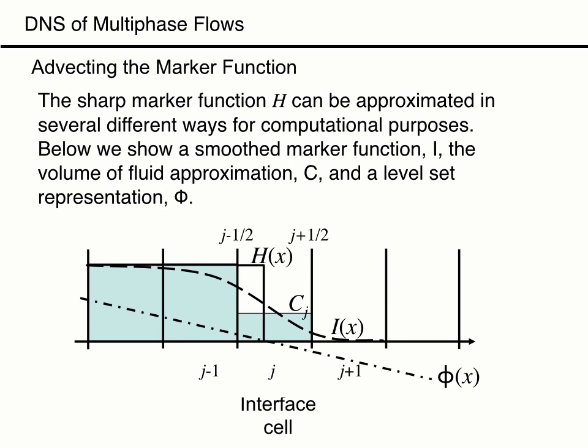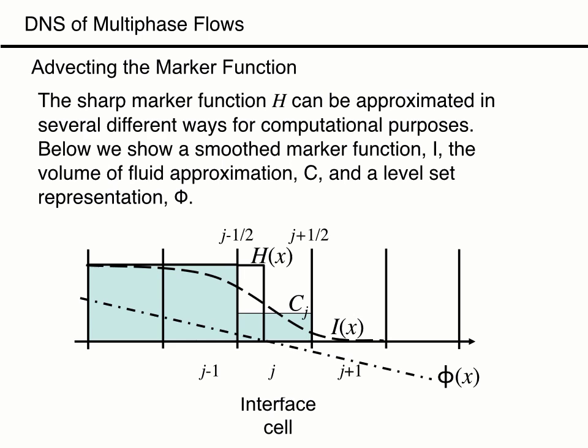In the volume of fluid method, we work with the average value of the marker in each computational cell and advect the marker directly. In the figure, this is shown by C, which has a constant value everywhere, either 0 or 1, except in the interface cell j.